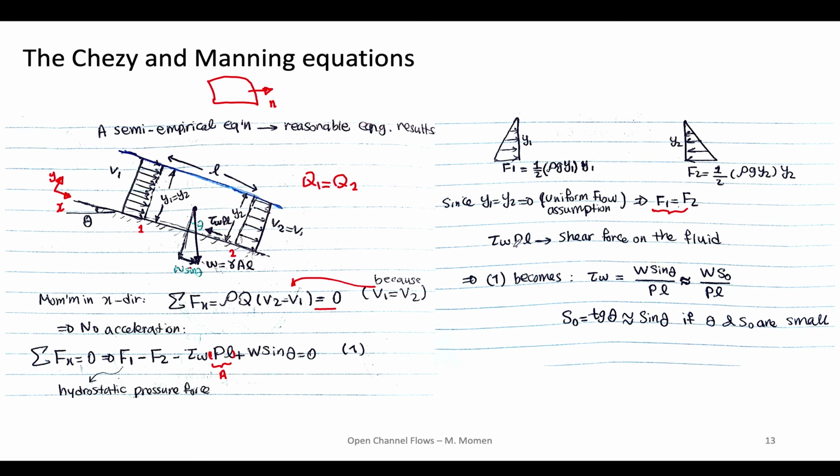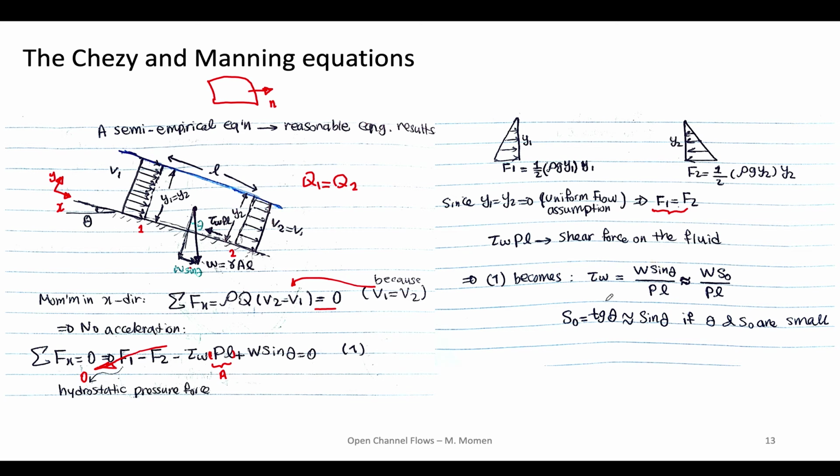And as I said, tau W P L is the shear force exerted on the fluid because of the friction at the surface. And now that we have all these, we can substitute these here. So F1 and F2 are going to cancel out, because they are equal, so it's going to be 0. And we are only left with tau W P L equals W sine theta. So equation 1 becomes tau W equals W sine theta, the weight times sine theta, over P times L, the wetted perimeter times the length.